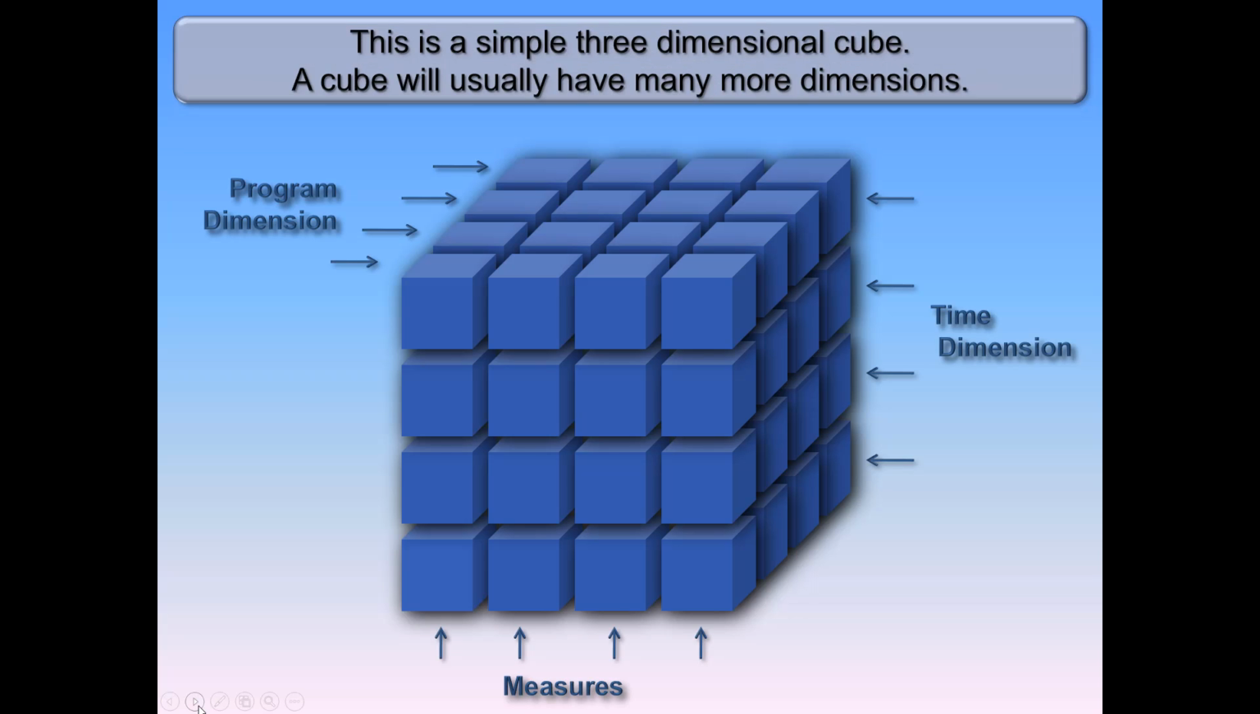This is a real simple three-dimensional cube. Cubes can have literally an infinite number of dimensions. We've broken this one down into a three-dimensional structure with a program dimension going horizontally, flat-wise. The time dimension is the up and down, and the measures are going across the face, or across the faces, of that dimension.